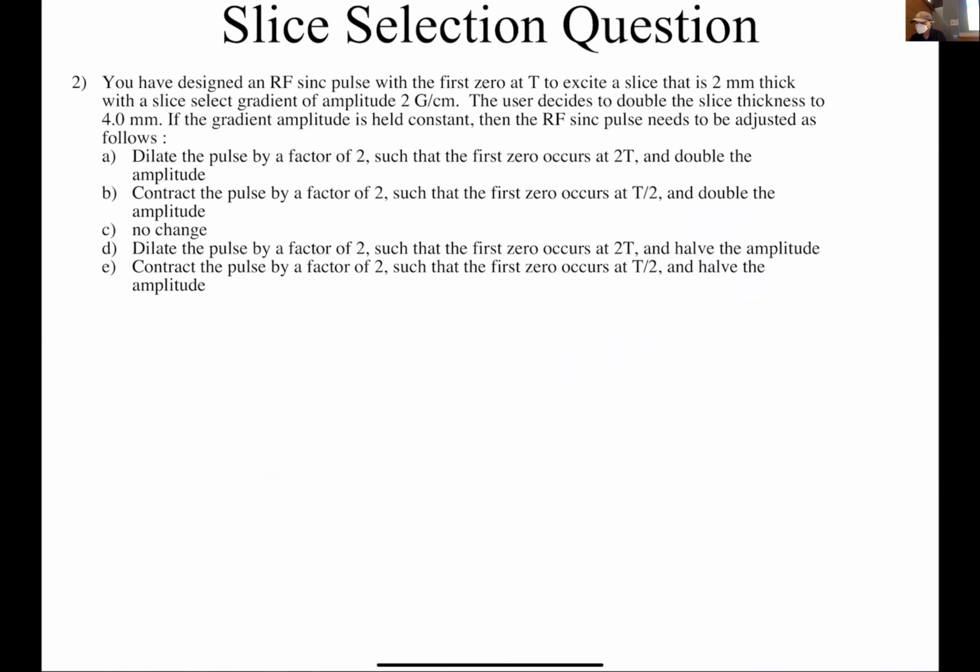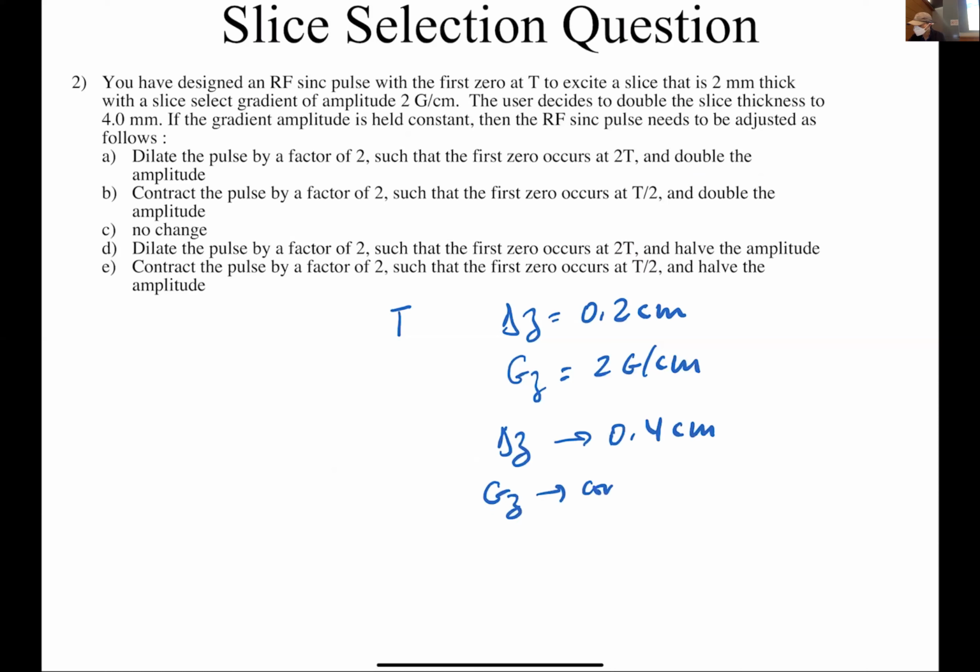So here's your next problem. You design an RF sinc pulse with the first 0, so T is set up such that you excite a delta Z of 0.2 centimeters with G sub Z equals 2 Gauss per centimeter. And now the delta Z is once again increasing to 0.4 centimeters. Now G_z is constant. Okay, so you're not allowed to change the gradient now. So obviously you can only change the RF pulse.